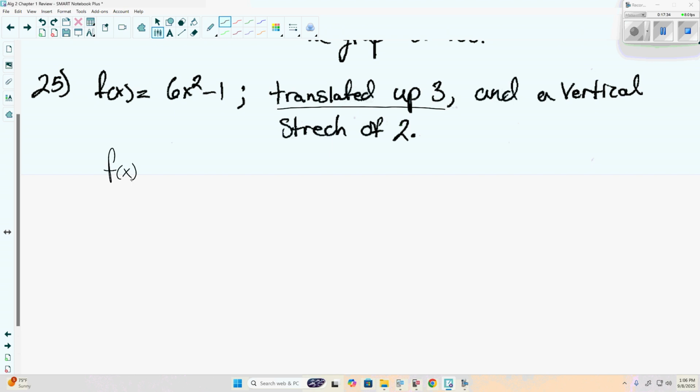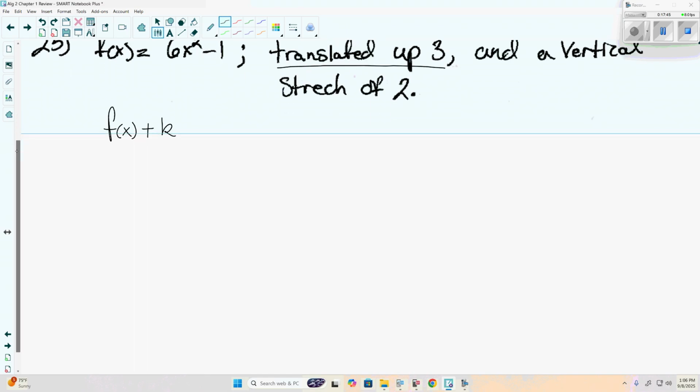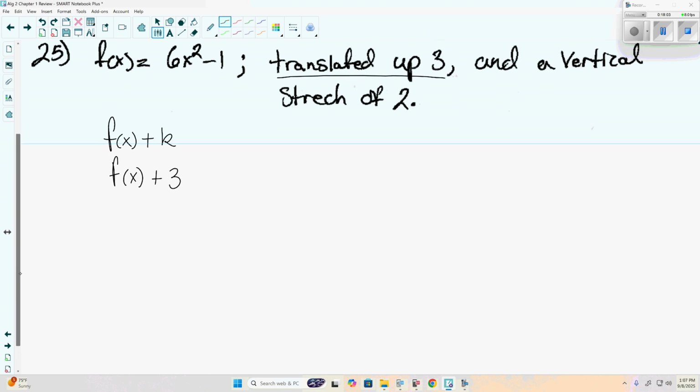Now, the general form for our vertical translation, our movement up or down, is f of x plus k, where k is the amount that we move it up or down. Since we're going up 3, the value of k is positive 3. So we'll plug positive 3 in for k. If it moved down 3, we would plug negative 3 in place of k. So k is our amount that we're moving the function up or down. So we have it all put in, we're good to go.